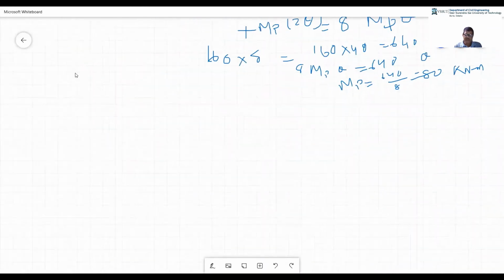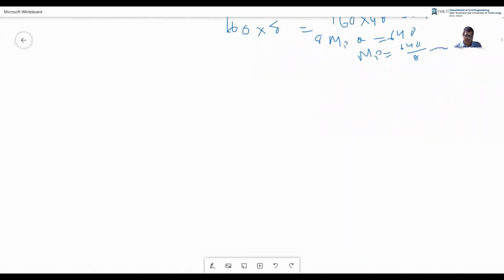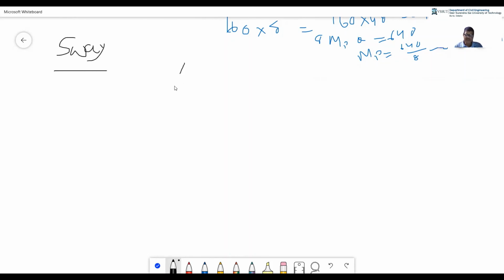Let us go for the sway mechanism. We'll go for the sway mechanism. What value will we get? Now for the sway mechanism, what will we get? Now it is like this. Here like this. Like this. This is 4. So go like this.